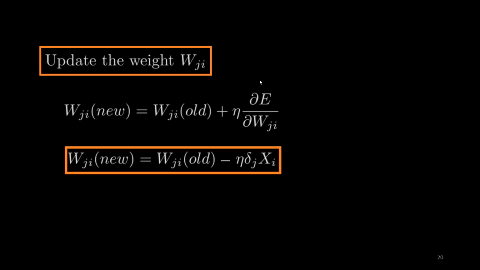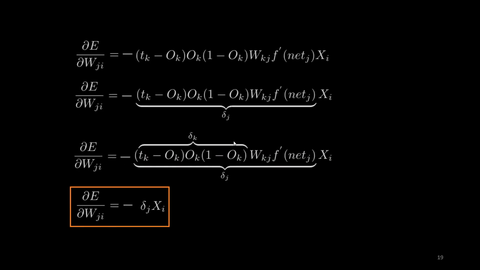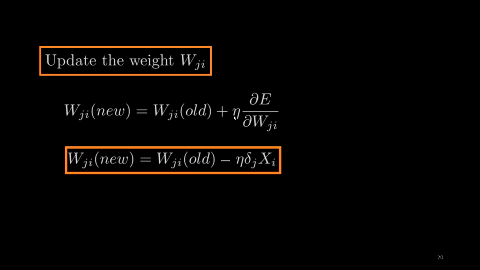Now, after calculating the rate of change of error with respect to Wji, it's time to update the weight. So the weight updation equation is the same as we saw in the previous lecture. The new or updated value of Wji is equal to the old value plus the learning rate times the gradient of error with respect to Wji. Now put this value. From the previous slide, this value is minus delta j xi. So put this value here. So we have plus, minus minus, we have the learning rate, and in place of the rate of change of error with respect to Wji, we have delta j xi.